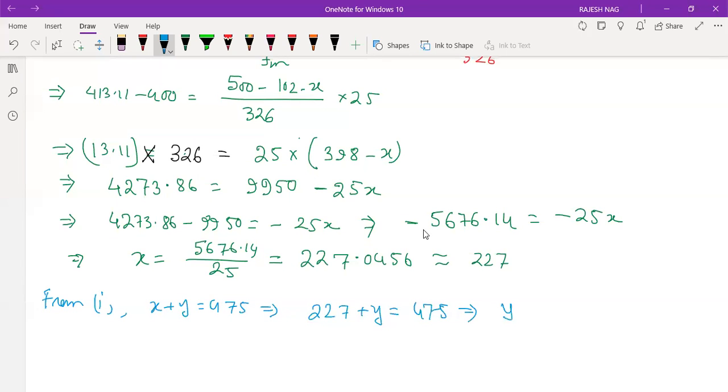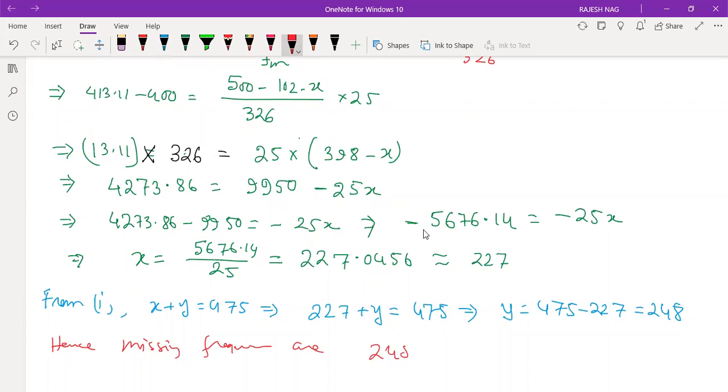How much is it? 248. So write the answer, it is done. Hence missing frequencies are 227, 248.